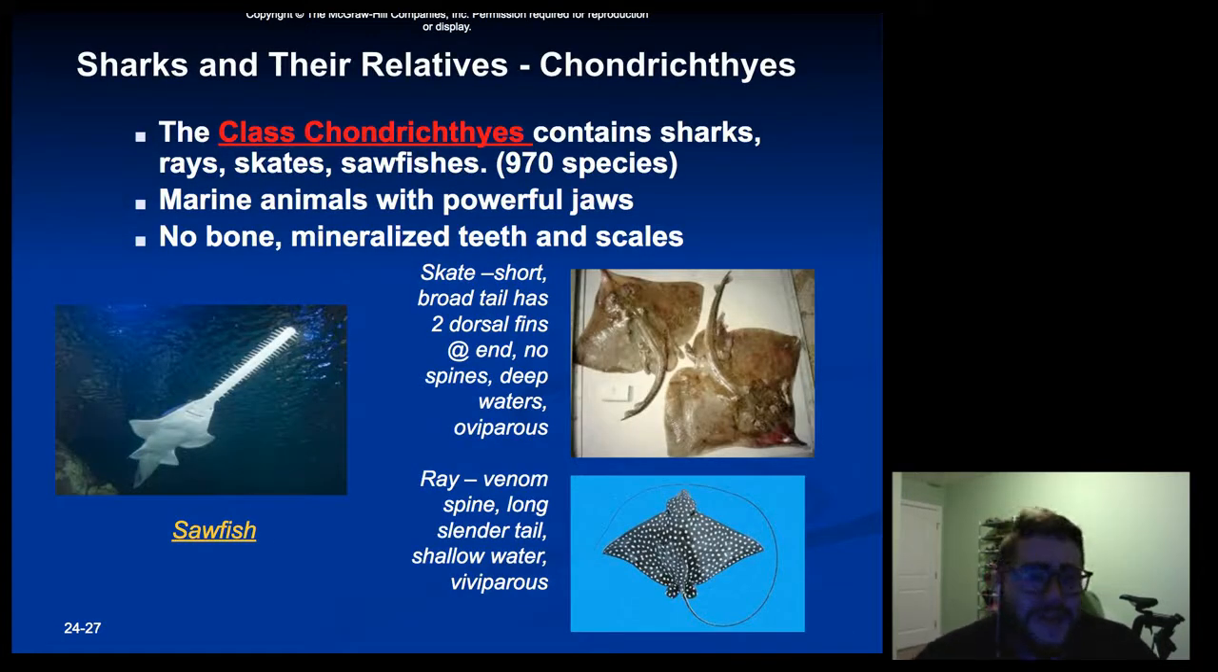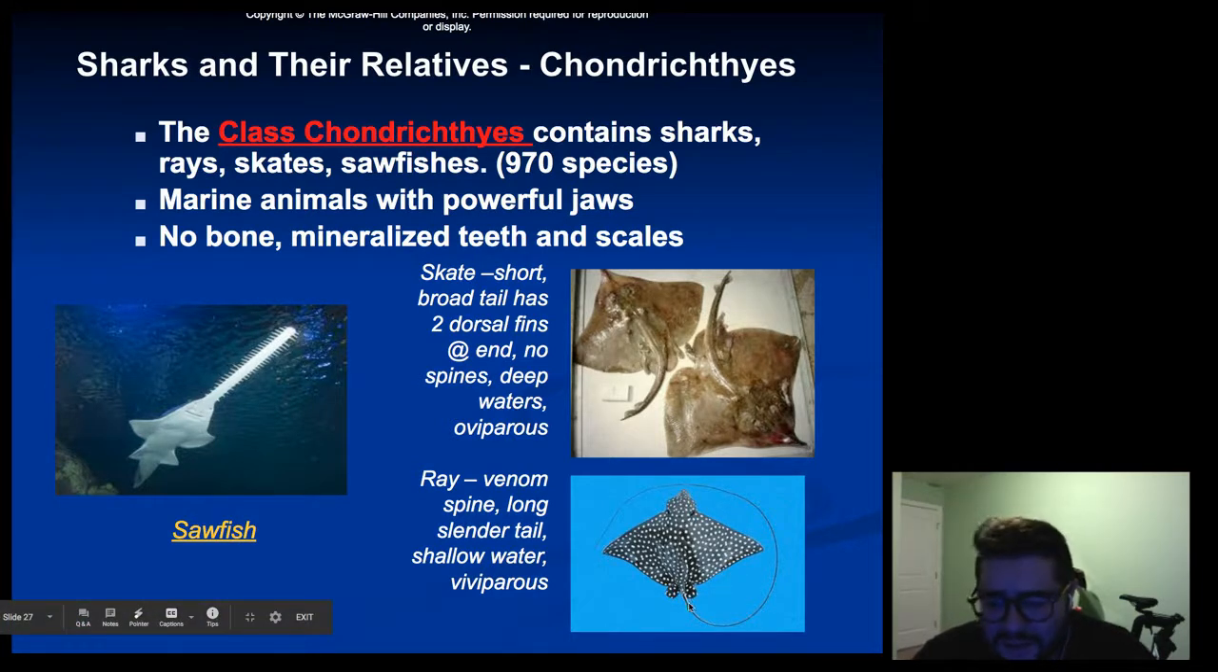Let's jump into class Chondrichthyes. Chondrichthyes are sharks, skates, rays, and sawfish, and there are about 970 different species. Most are marine. There's no bone, mineralized teeth, or scales, but they do have other means of protection. You can just see a couple examples here. This is a ray, and this is a skate.